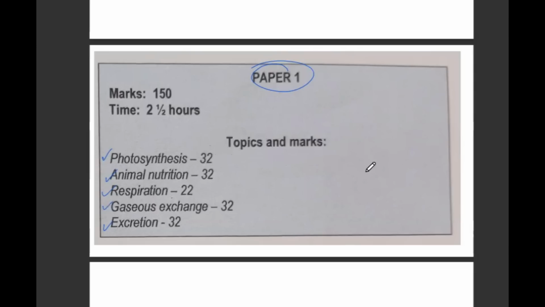If you look at this, there's something unique about these topics. Photosynthesis, nutrition, respiration, gaseous exchange, and excretion, all of them are processes. So paper one is made up of what? Processes. Photosynthesis has 32 marks, so you have to put more effort there. This one is also 32, 32, 32. But why is this one having fewer marks?